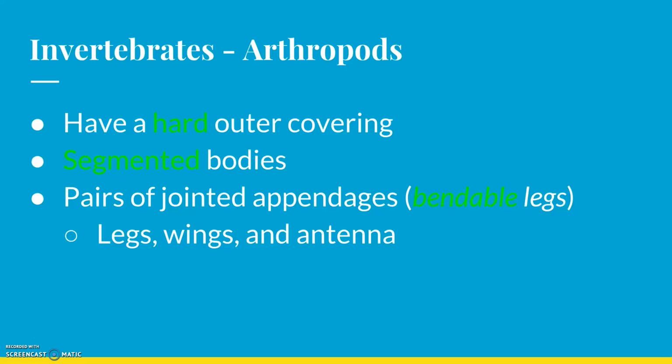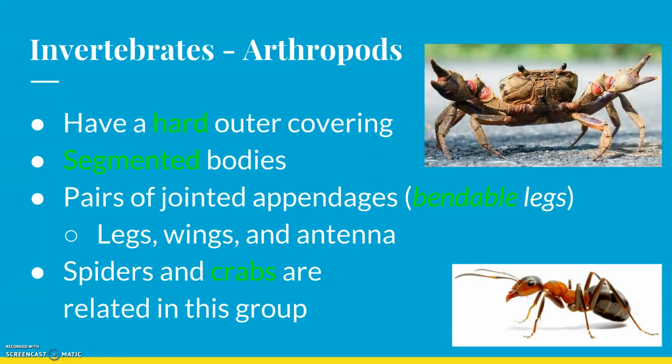So wings are also bendable. They can tuck away for certain animals because arthropods are going to include insects as well. So a lot of insects, think of a ladybug. She can tuck her wings away and keep them nice and safe when she's just crawling around. Spiders and crabs are related in this group. So I hate spiders, but we're going to talk about them just for a second.